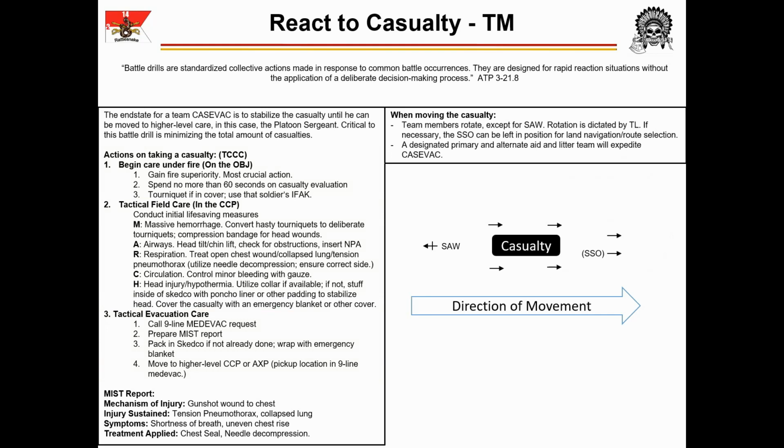A few final notes on CASEVAC. Speed is security. The faster the casualty is evacuated, the more likely he is both to survive and for the team to not take another casualty. Designating a primary and alternate aid and litter team will further assist the team in a quick and efficient casualty evacuation.